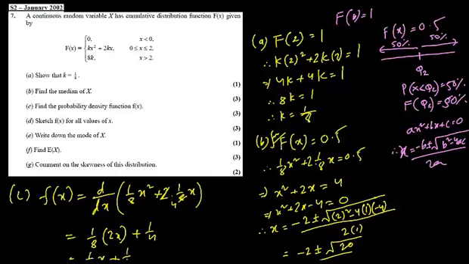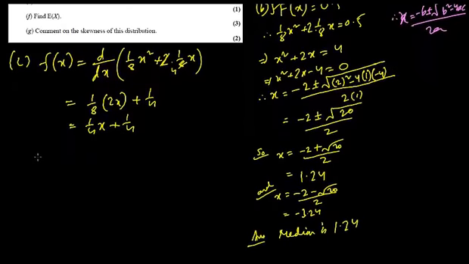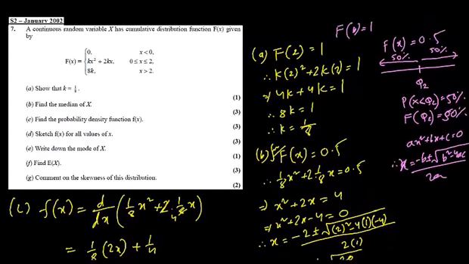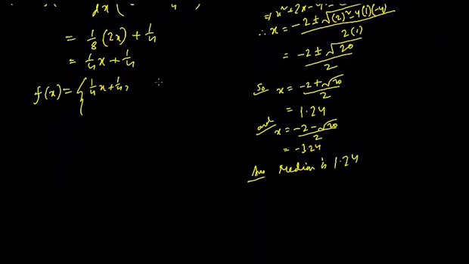It is very important to remember you have to define it. To define the PDF, you have to write it as an expression, 1 by 4x plus 1 by 4, and the limit is the same, from 0 to 2. In a PDF we write anything else outside this as 0, so 0 otherwise.